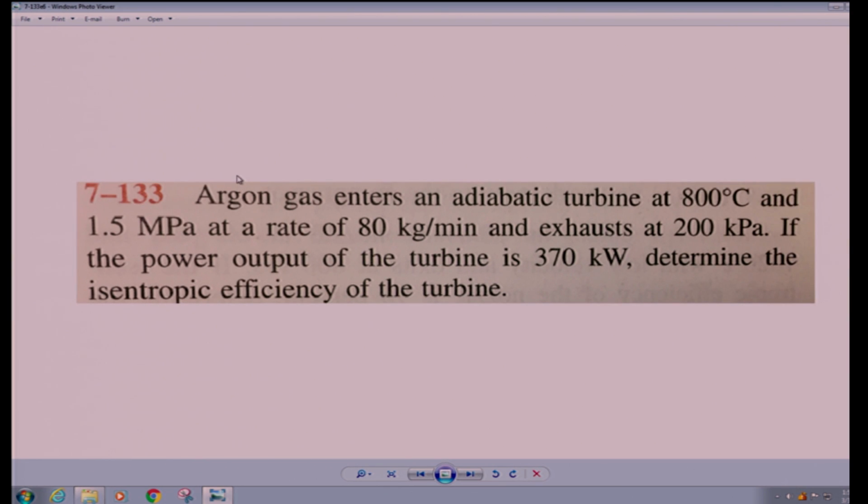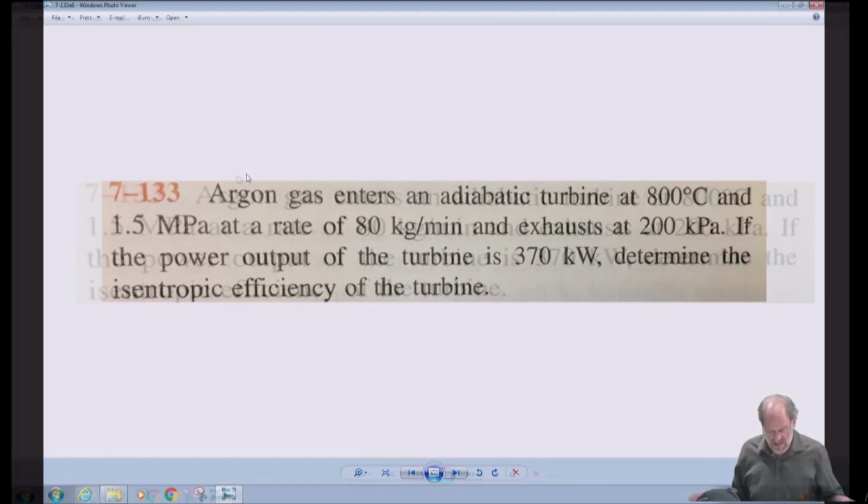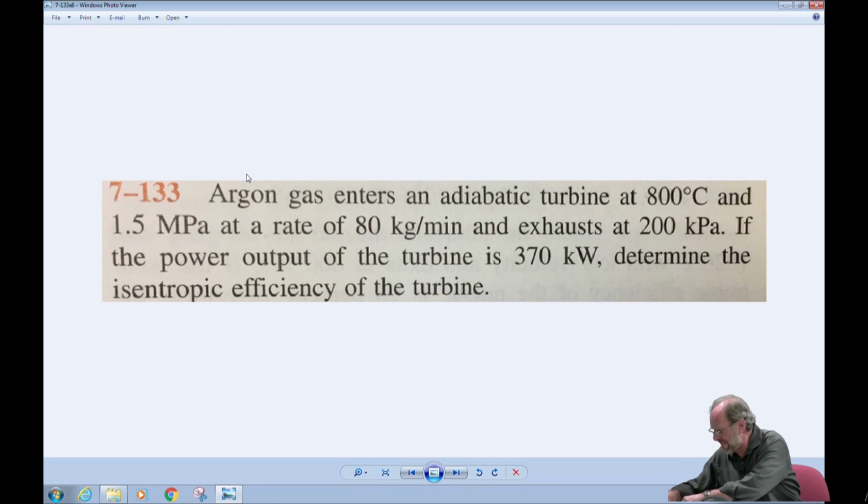Okay, so here we have a gas turbine, an argon gas turbine. And let me read this one to you. So first of all, this is 7-133 from the 6th edition of your book. Right. So let me read it.